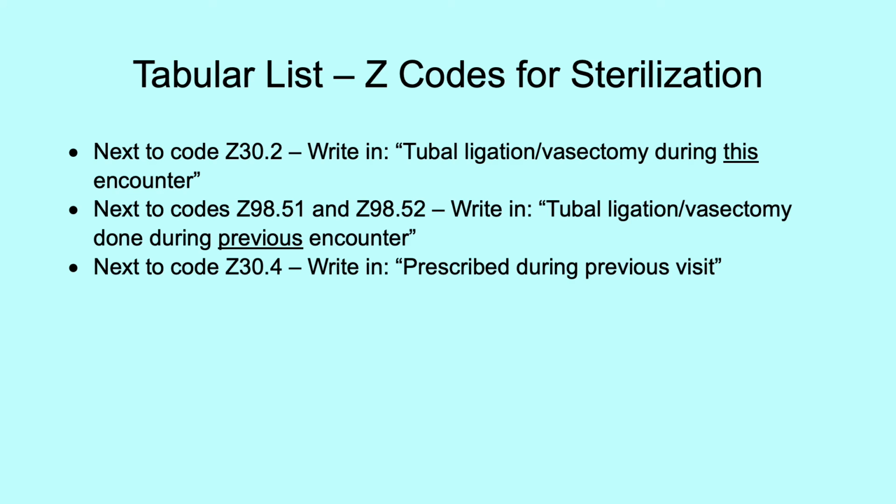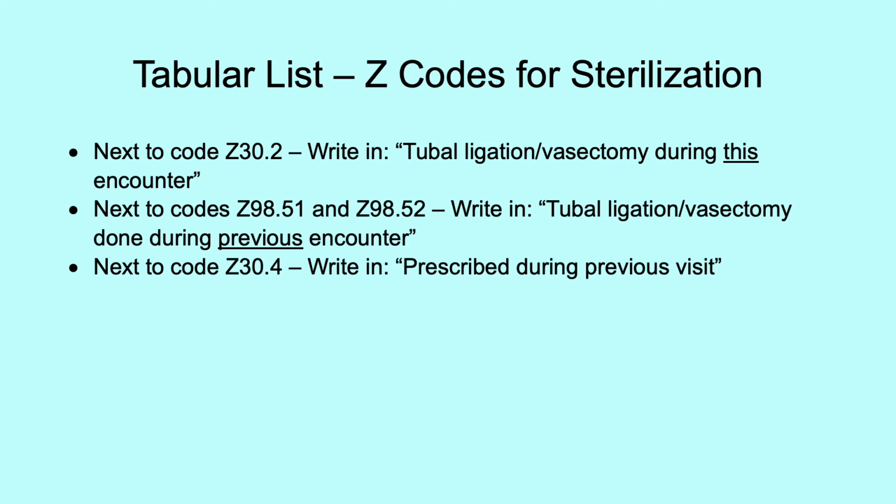Okay, Z codes. So let's look at Z codes for sterilization. This is also easily confused. Z30.2, write in tubal ligation vasectomy, this encounter. Next is Z98.51, Z98.52, write in tubal ligation vasectomy, previous encounter. So it was done before this, before the patient is being seen today.